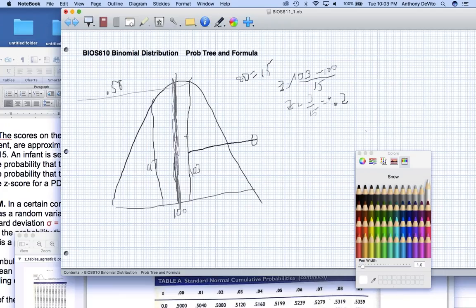So that leaves the area above 103 to be 0.42, the area under this curve. So that represents the percentage of this population that are above a score of 103. You could also look at it as the probability, if you selected a single individual from this population, that they would have a score above 103.